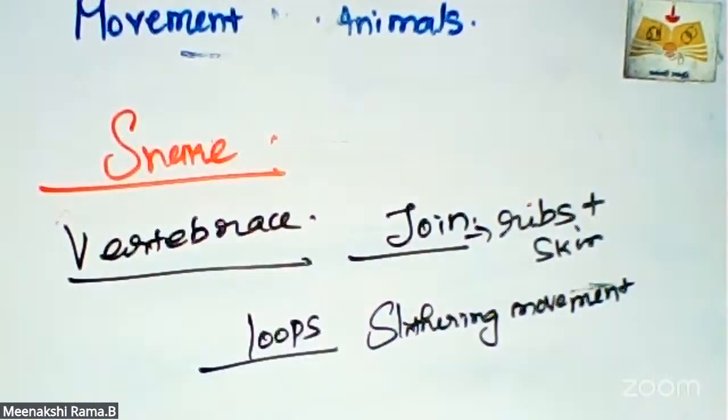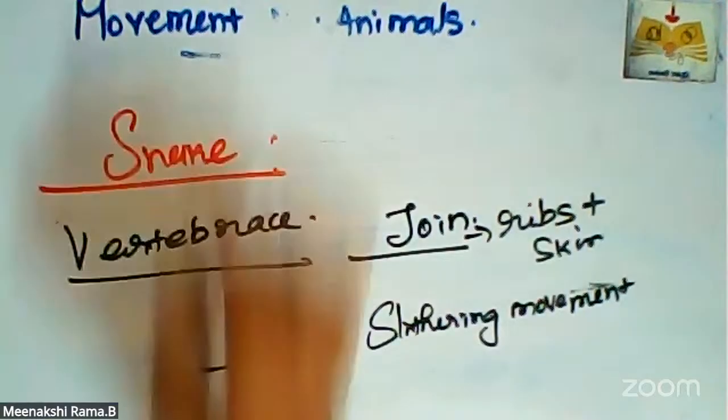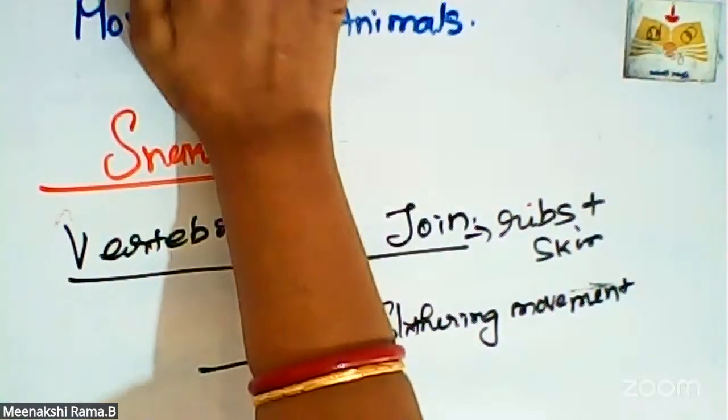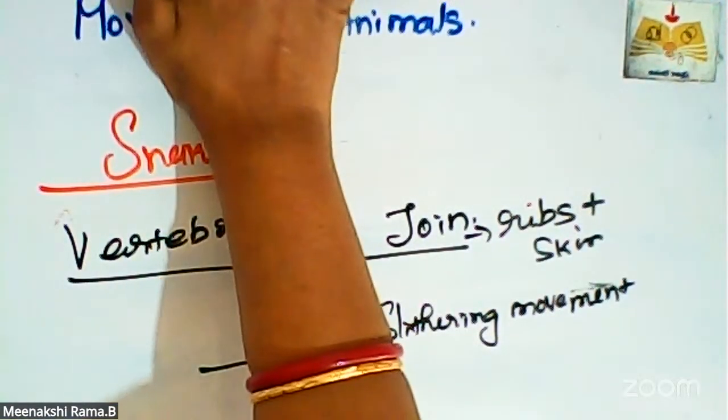So till now, we learned different kinds of movements in animals. One is the earthworm, then the cockroach, next the birds, and then snakes. Before that, I'm going to show one small activity related to this part.